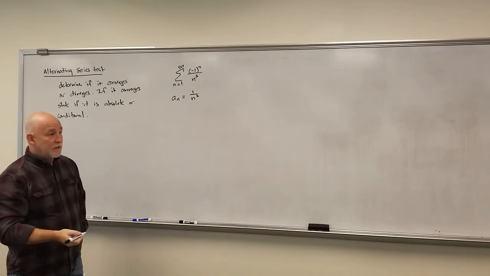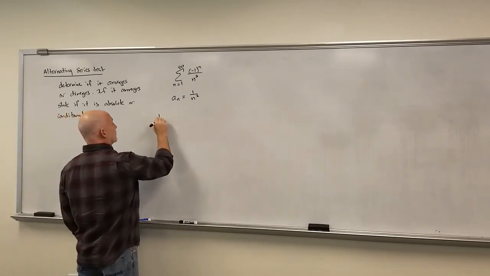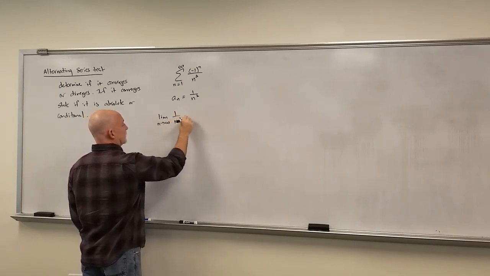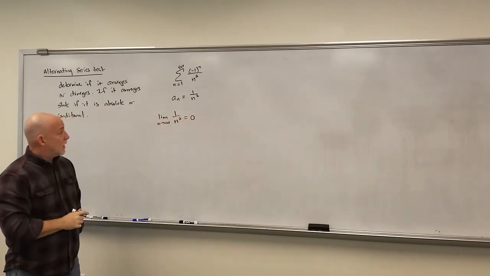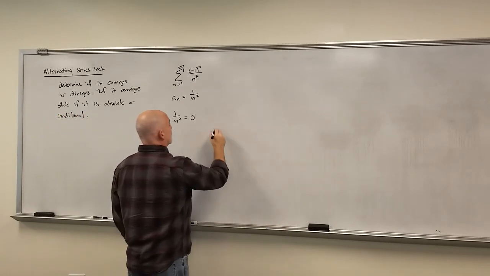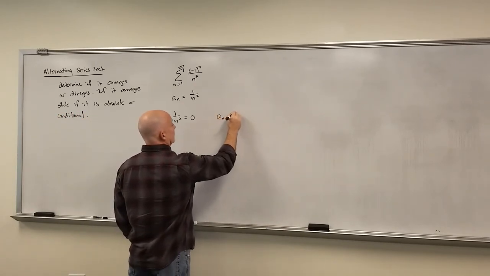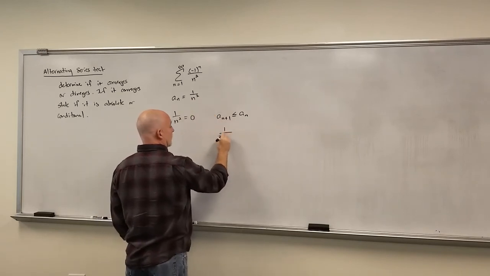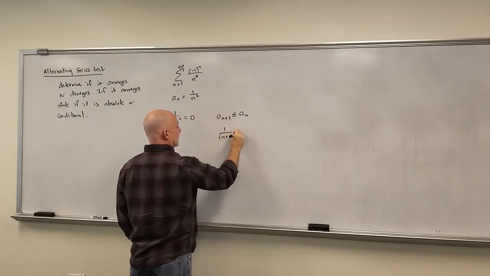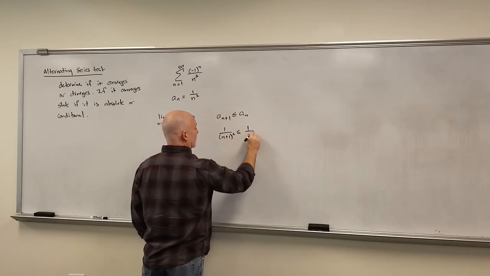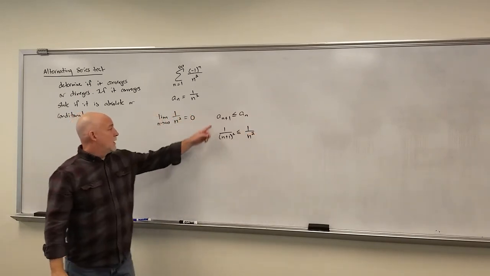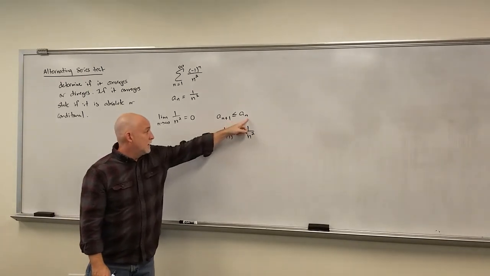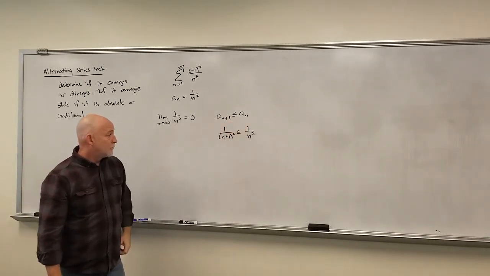All right, we have two tests to do here. We want to do the limit as n goes to infinity of A sub n. That is 0. That's pretty obvious. And we have to also show that A sub n plus 1 is less than or equal to A sub n. Well, A sub n plus 1 is going to be 1 over n plus 1 squared, less than or equal to A sub n, which is 1 over n squared. Right, A sub n plus 1, think about it as kind of like functional notation. Everywhere there's an n, we put an n plus 1.